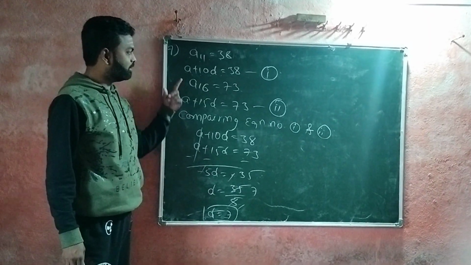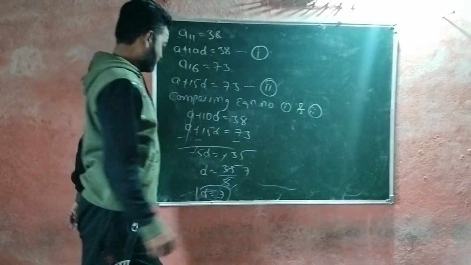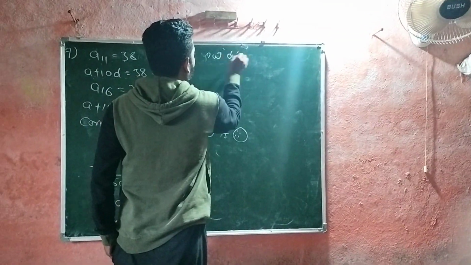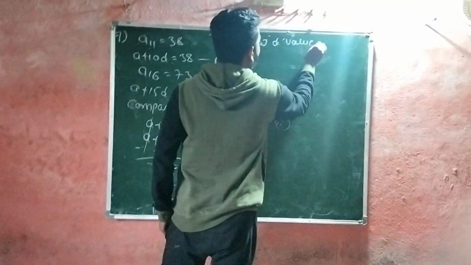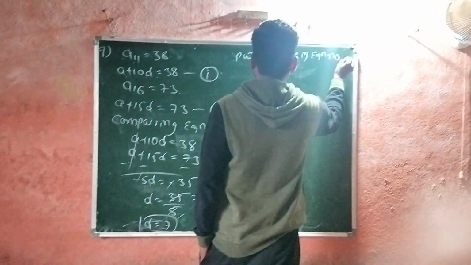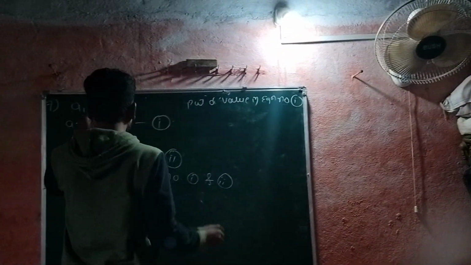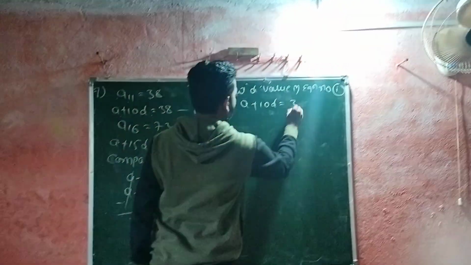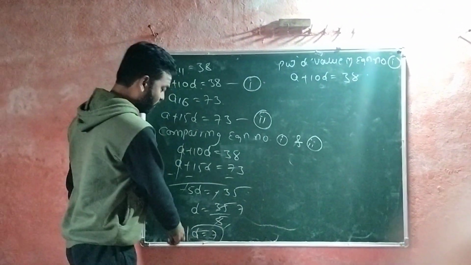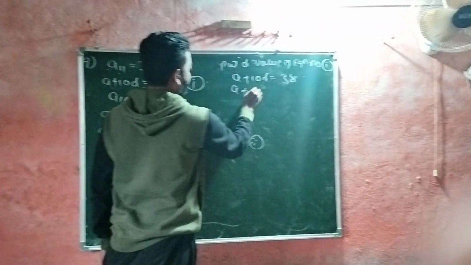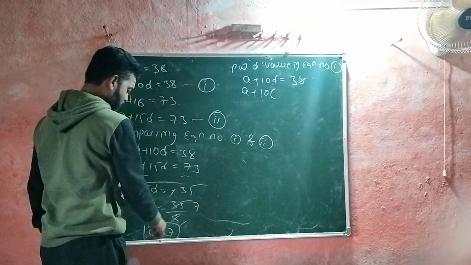Put the D value in equation number 1 or 2. Put the D value in equation number 1. What is equation number 1? A plus 10D is equal to 38. D equals how much? 7. So put it here: A as it is, 10 into 7.